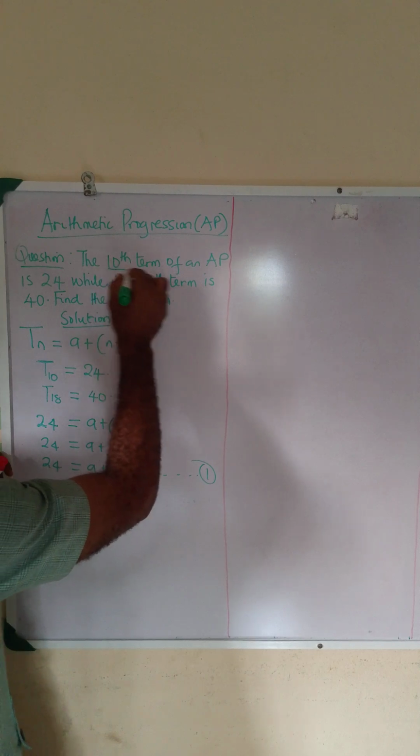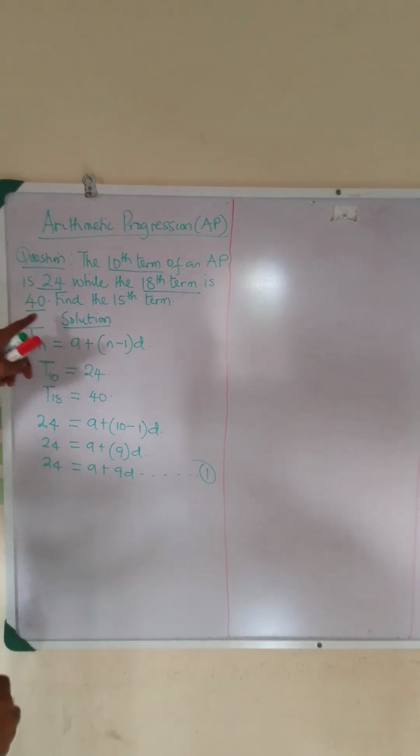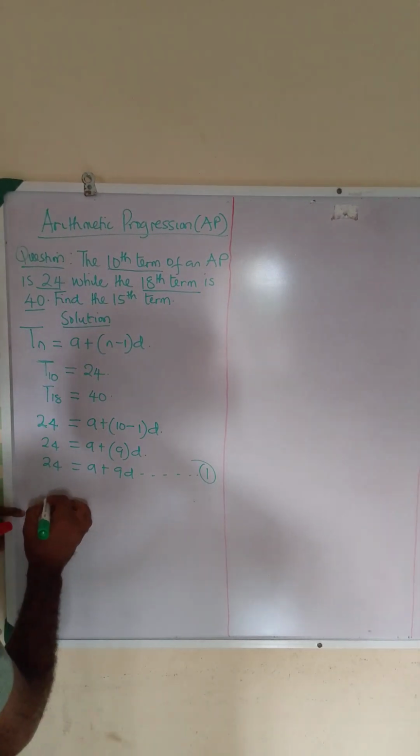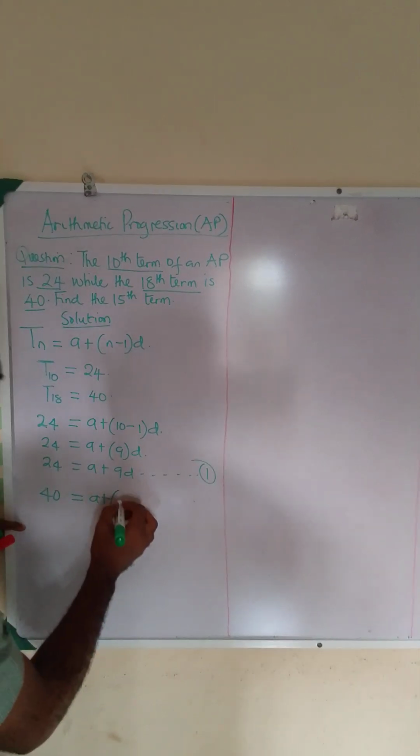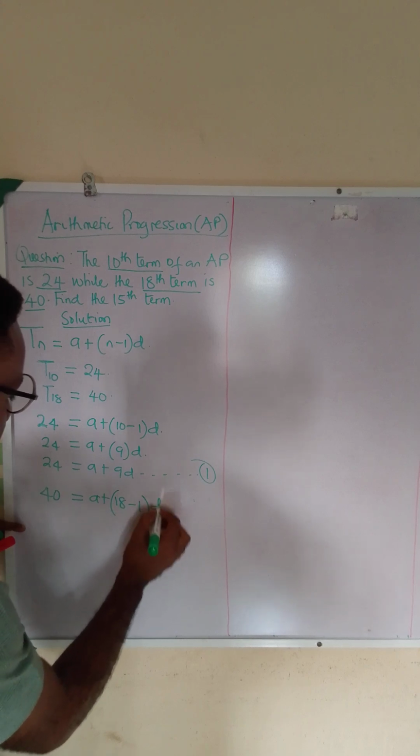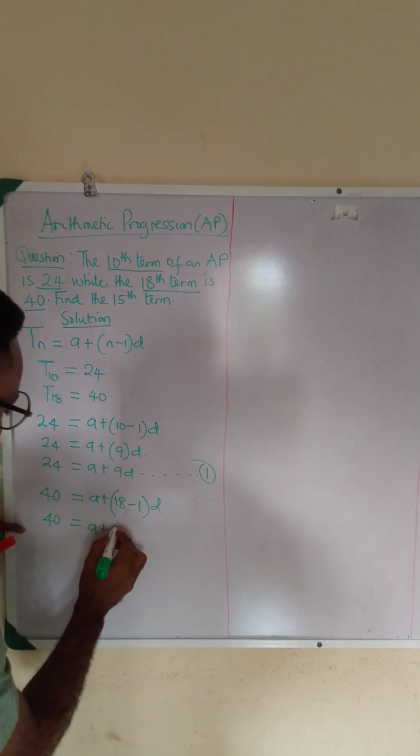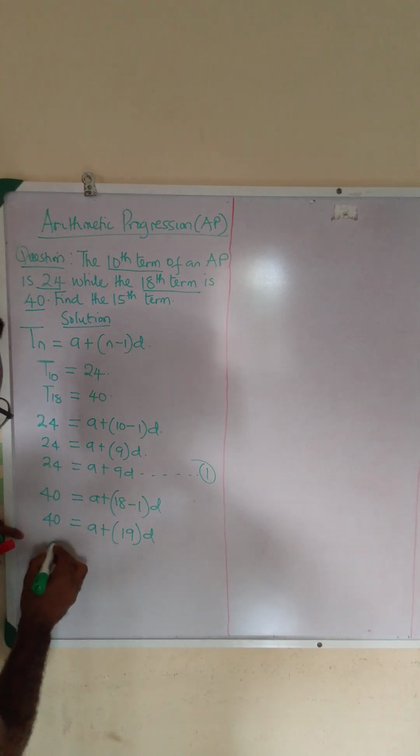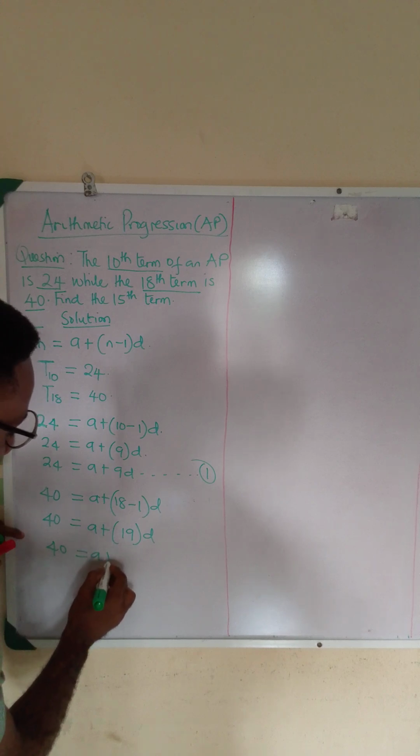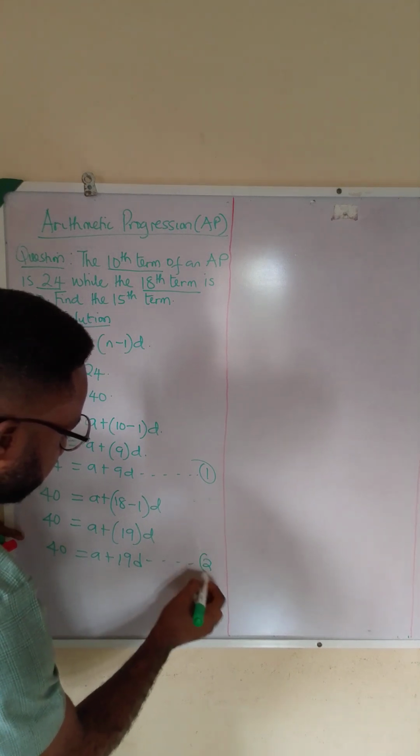Now, considering we are done with this first part, we now have to consider this, which is equal to this. So for this, we are going to have that 40 equals A plus, the number of terms is 18, so we put (18 minus 1) D. So 40 equals A plus 19D. This serves as our equation 2.